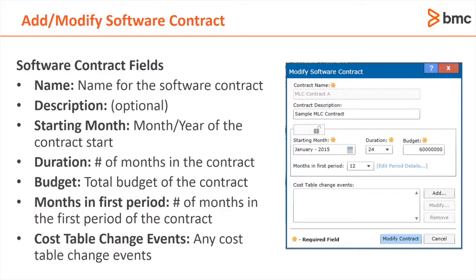Months in the first period specifies the number of months in the first period of the contract that you have with IBM. Typically, contracts are divided into yearly periods. Cost table change events specifies any cost table change event should the cost table change over the course of the contract. You will need to add a cost table change event to account for any changes to the pricing structure.